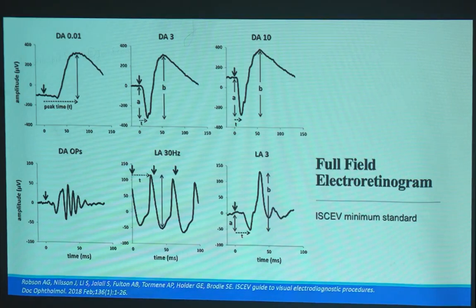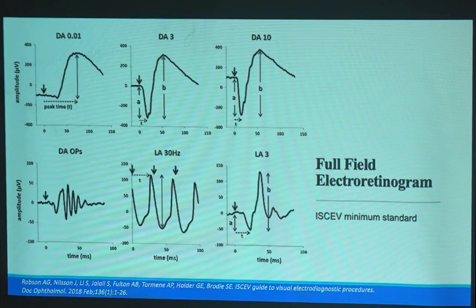The important thing to note is the DA 0.01, that is a very dim flash. So it tests only your rod function. There is no cone function involved here. It is such a dim flash. The DA3 and the DA10, which are brighter flashes, have inputs from both the rods and the cones, but still majorly the cones, because the patient is dark adapted.